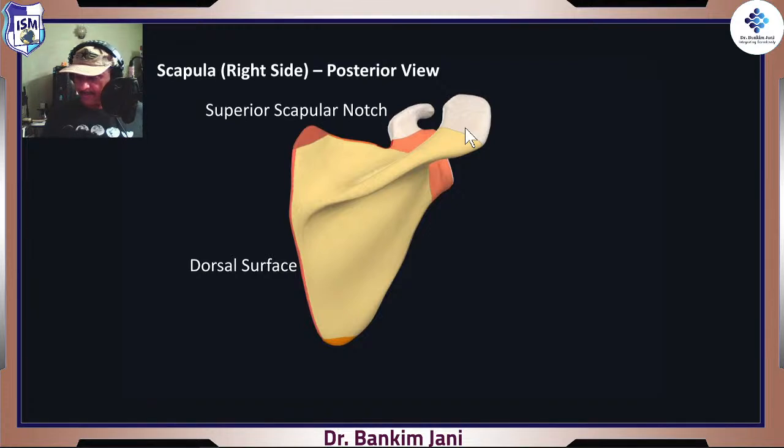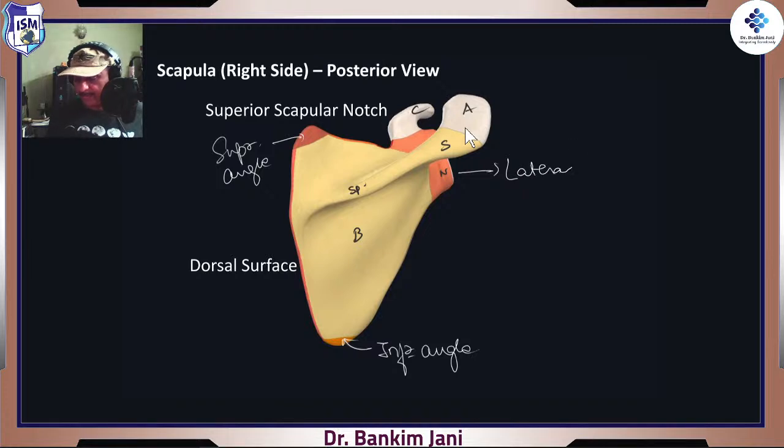And just a few things. We know this part, right? This is the acromion process, this is the spine, this is the coracoid process. This one, that is the neck. This one is the body, and the entire dorsal surface. This is the spine. And this one, right over here, this is the inferior angle. And we have got the superior angle. This is the superior angle, and obviously this one would be the lateral angle.